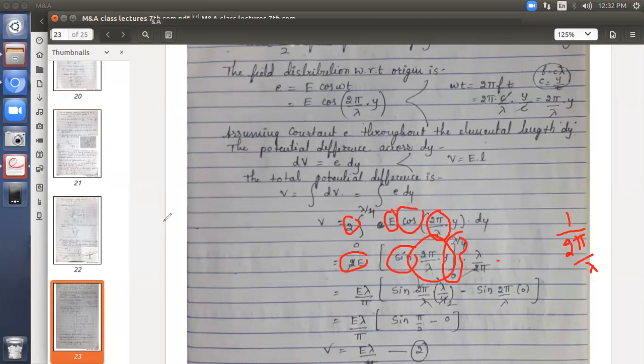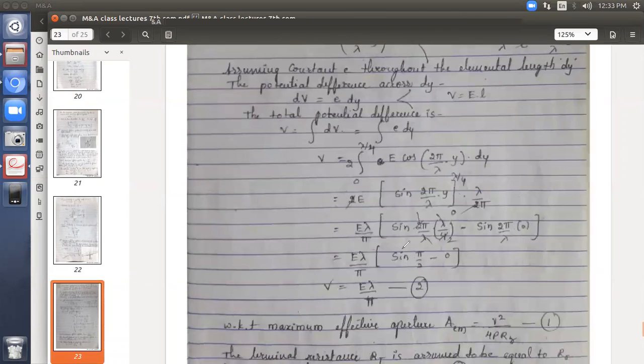Why you have to multiply? If you have, say, integration of cos of, say, 2y, then it will become sine of 2y, and the coefficient should be divided. So that coefficient I am writing, 2 pi by lambda here, 1 divided by that. Lambda comes to the numerator. Now further simply solve it. 2e and lambda divided by 2 pi. 2 gets cancelled. E lambda by pi will be outside.